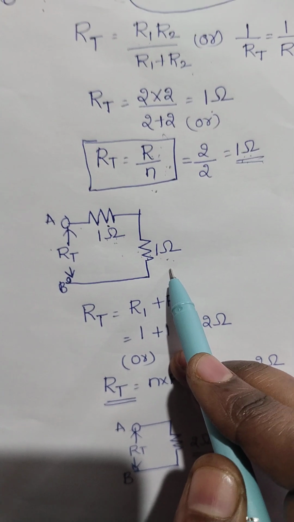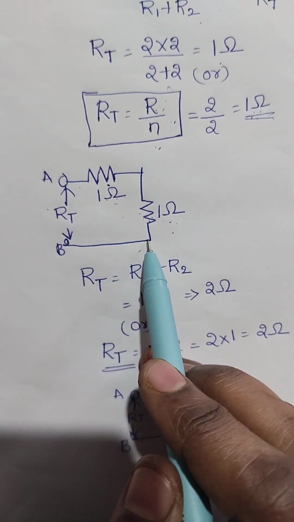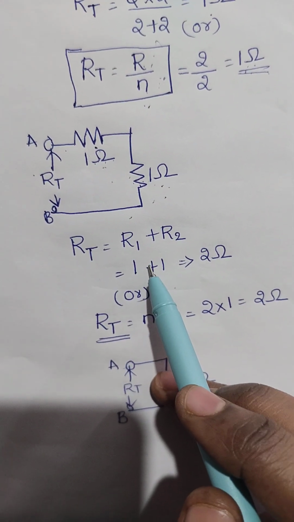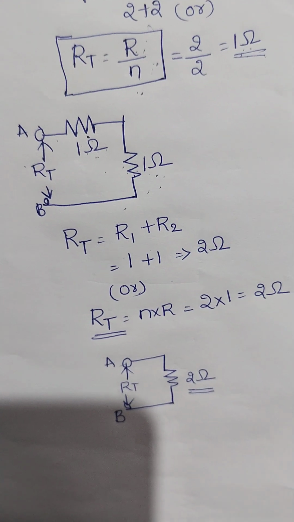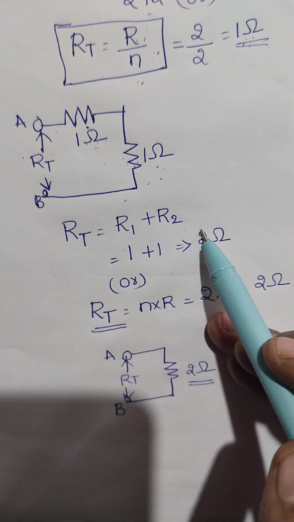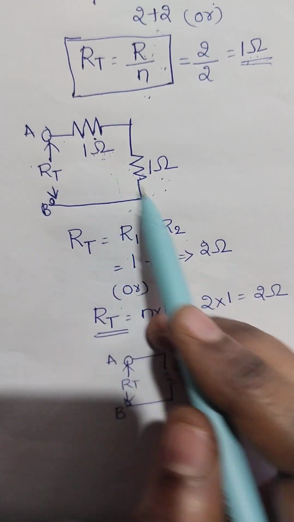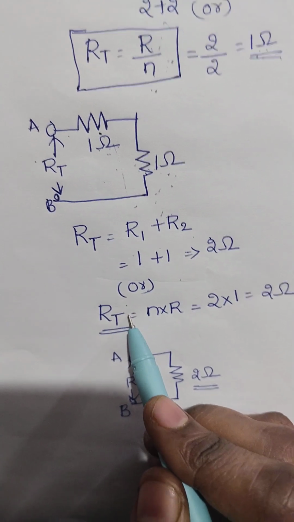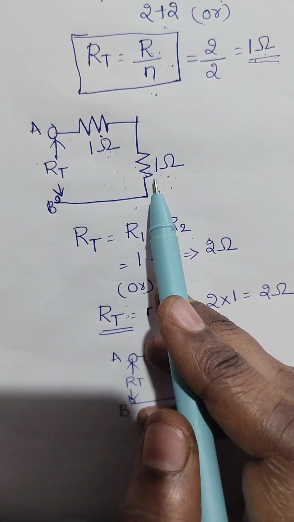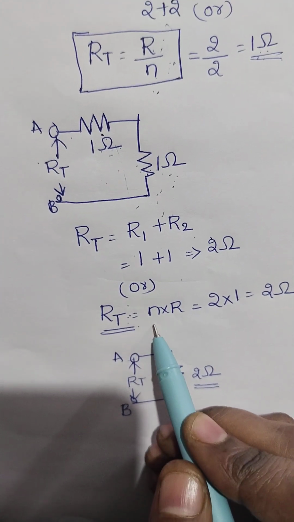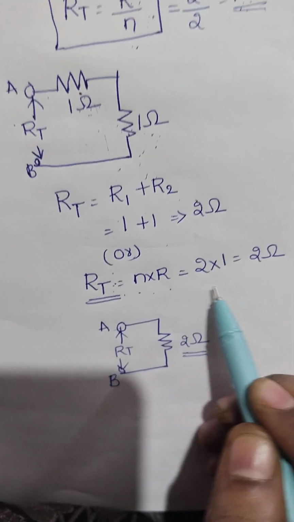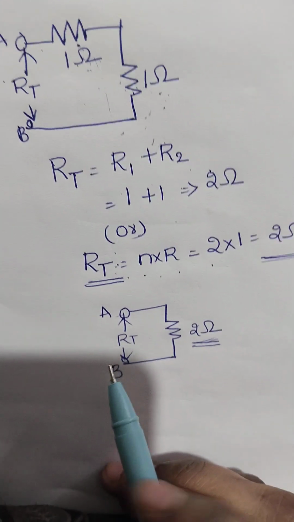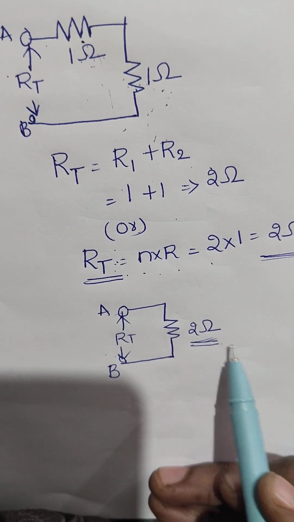Again redraw the circuit, and again compare the last two resistors. These two resistors are in series, so when two resistors are connected in series, our formula is R total equal to R1 plus R2. Here these two resistors also have similar value, so we can also apply the formula for two similar resistors connected in series, N into R. So our total solution is 2 ohms. The R equivalent between these two terminals is 2 ohms.